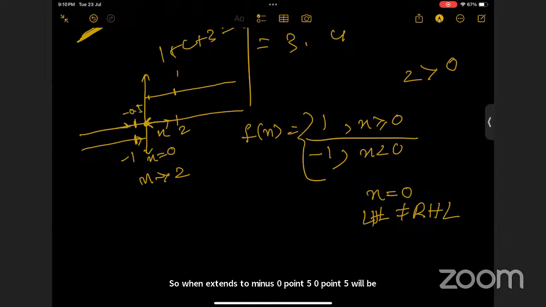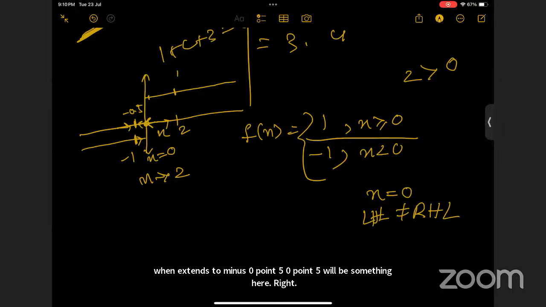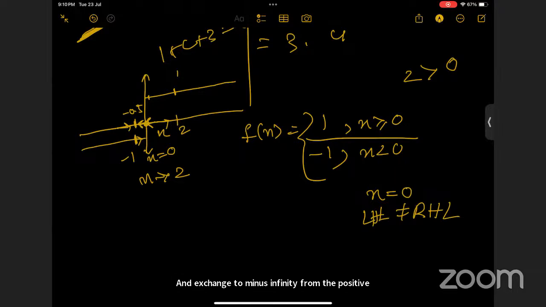When x tends to minus infinity, from the positive side or negative side, it doesn't matter. The value will be minus 1, right? So option 3 is correct. And the left-hand limit, when we are tending from the negative side of 0, the value is minus 1. And when we are tending from the positive side of 0, the value will be plus 1, right?